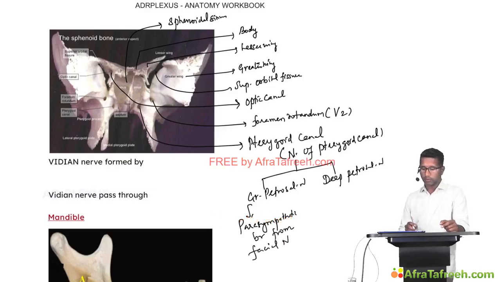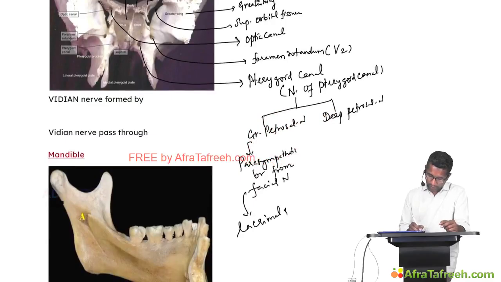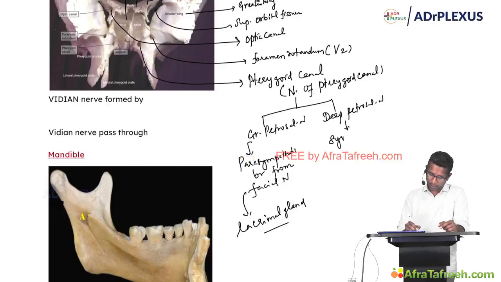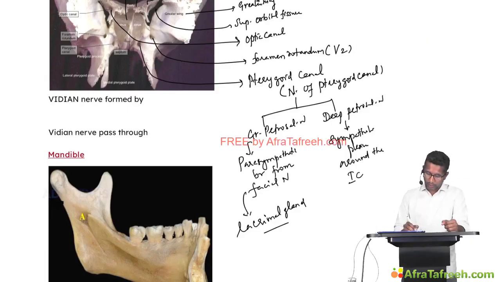It is a parasympathetic branch from the facial nerve that ultimately supplies the lacrimal gland. Deep petrosal nerve is a sympathetic plexus. It is formed by a sympathetic plexus around the internal carotid artery.